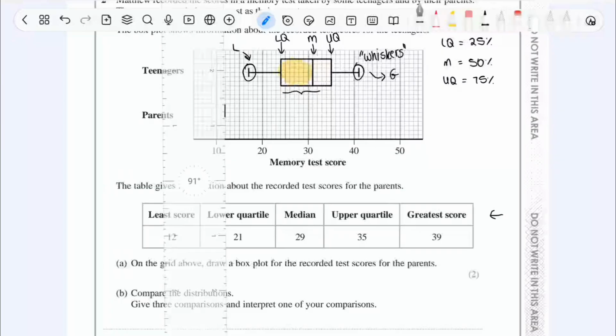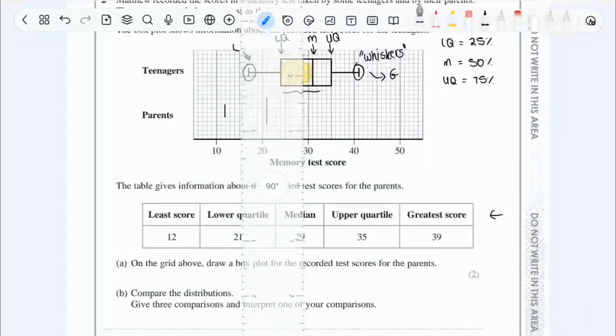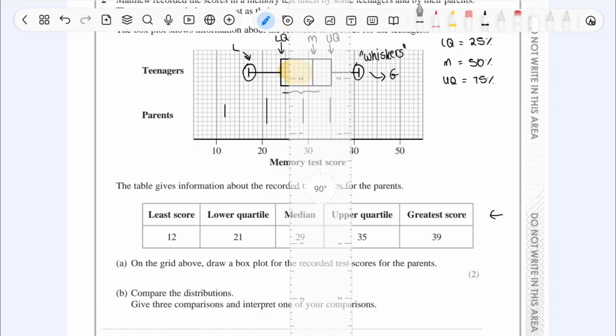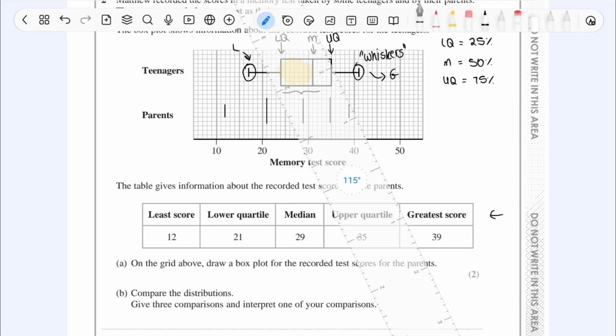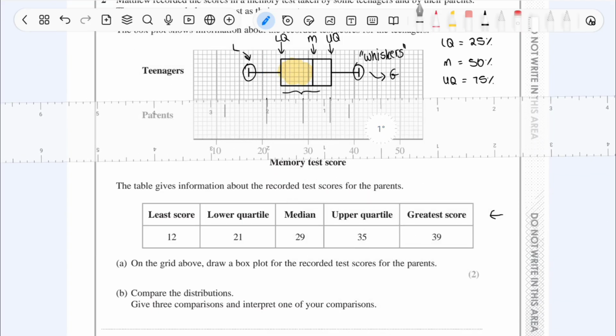Now I'll do the lower quartile. And I'll move to the median and the upper quartile. And then lastly, the greatest score is 39. And now I just need to connect these. I'll connect the top to make the box of the box plot.